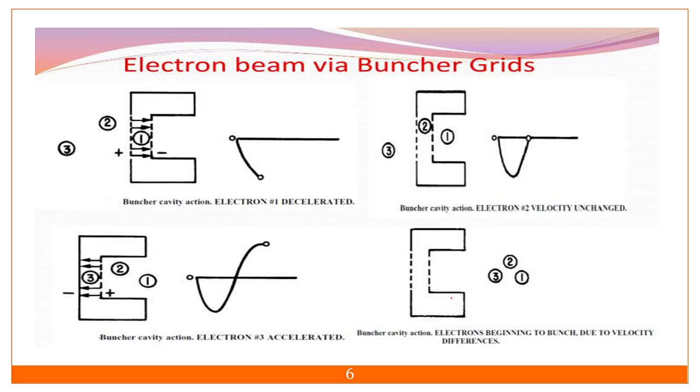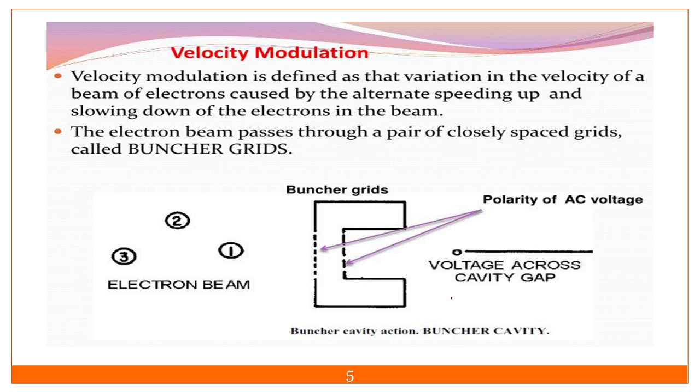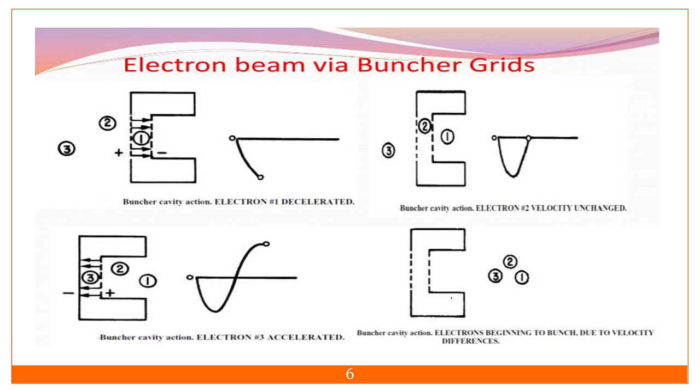Let me explain in short how velocity modulation takes place. There are three electrons. Suppose electron number one has higher velocity. What we do is de-accelerate that electron, by applying polarity like this.